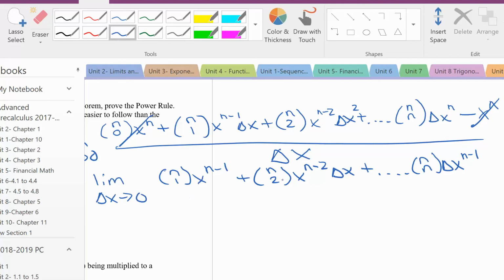And then when you put the 0 in for the delta x's, all the terms with the delta x go away. So you're just left with n choose 1, x to the n minus 1, which is the same as saying n times x to the n minus 1.